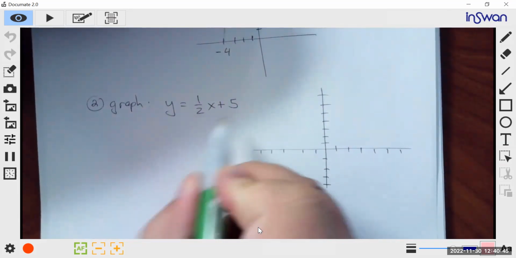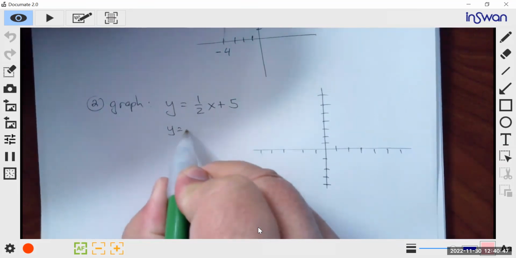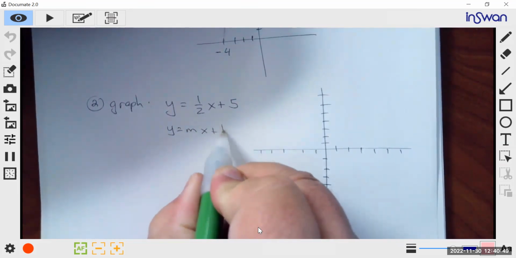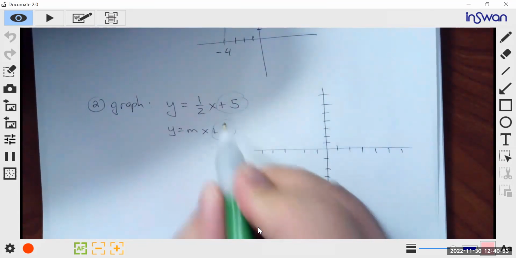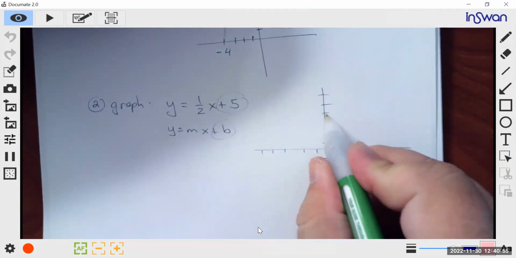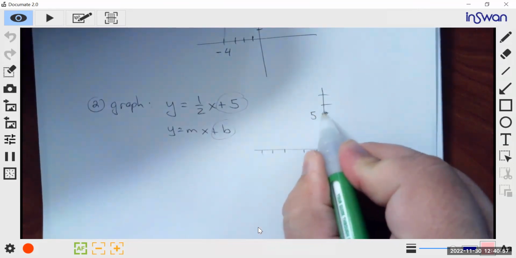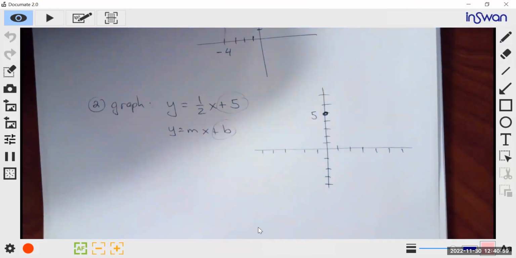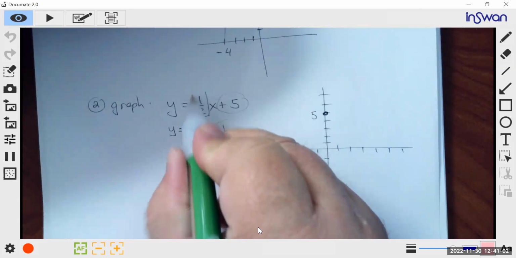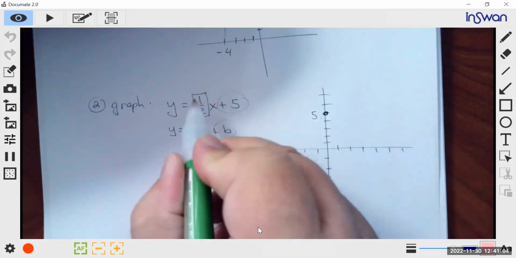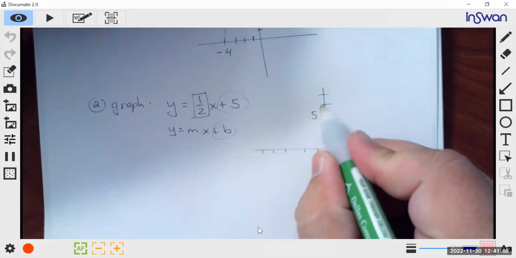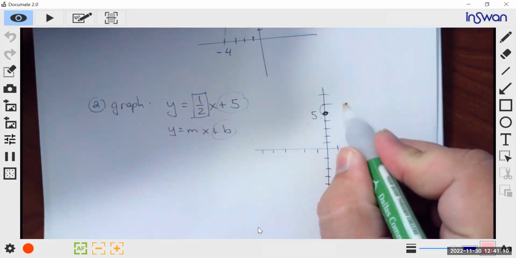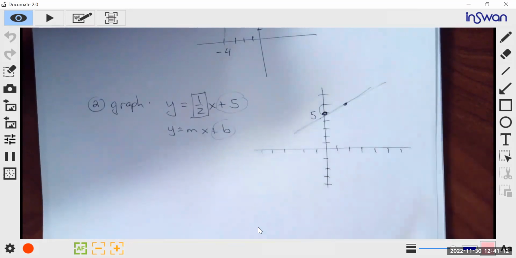This equation is in slope-intercept form, where the constant is your y-intercept. So you put a dot there. Then you follow the slope from that point, so go up 1/2. Connect the dots and you're finished.